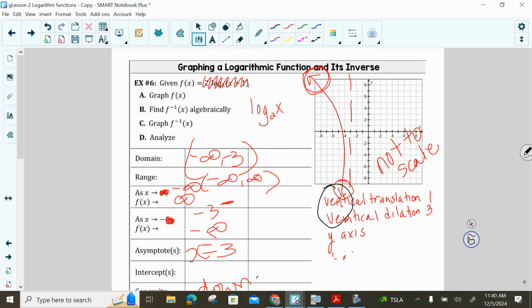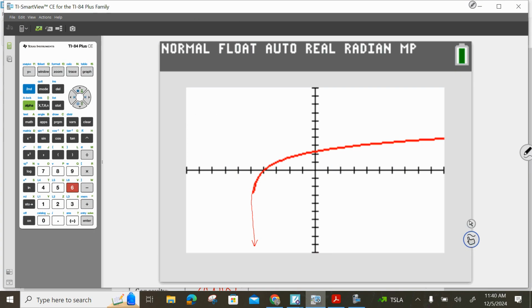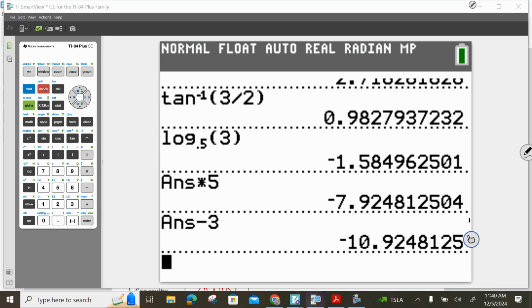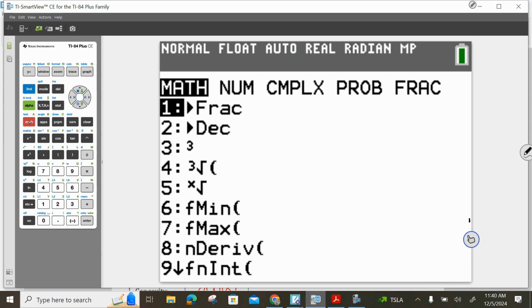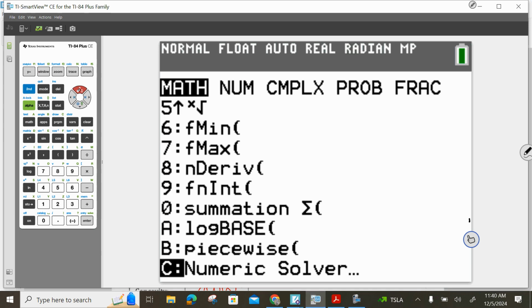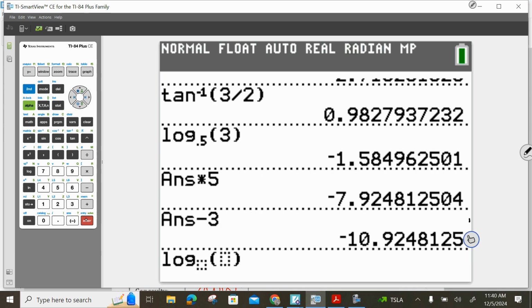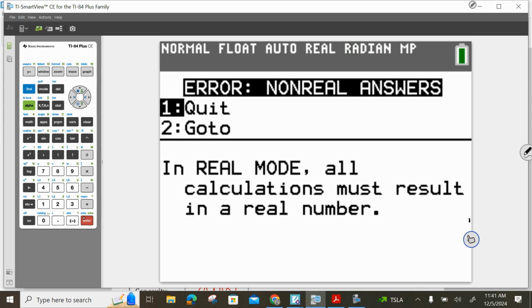How do I do that in my calculator? Anybody? Math, right? And you look for your log base. So math, log base, a base of 2 of, I'll just put -0.75, and it tells you that there's no real answer.